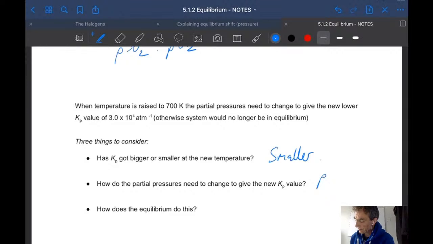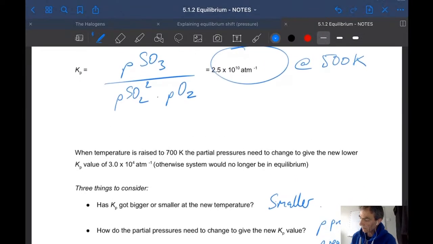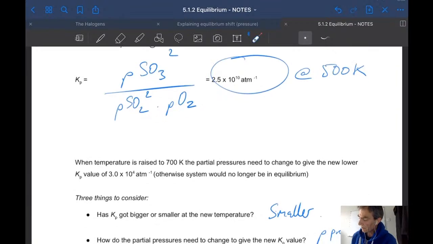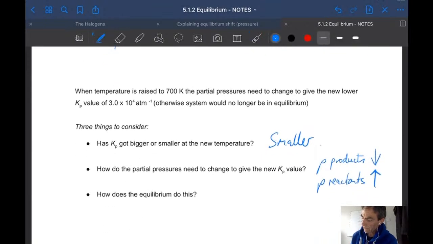So we're making the Kp value smaller. So the partial pressures of the products need to go down and the partial pressures of the reactants need to go up. Okay, so I'll just quickly go through that very carefully again. To make this number smaller for the new temperature, that's got to go down and that's got to go up. So how does the equilibrium achieve that? It shifts left.